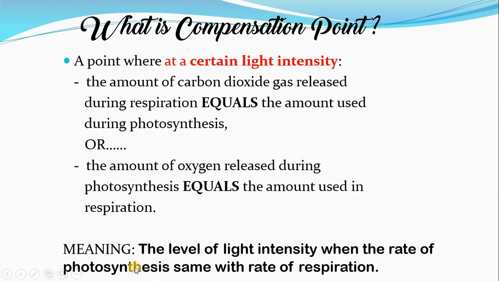In other words, the meaning of a compensation point is the level of light intensity when the rate of photosynthesis is the same as the rate of respiration. It refers to the level of light intensity when the plant undergoes a rate of photosynthesis the same as the rate of respiration. That is the compensation point. Make sure you can analyze and understand what the compensation point is.